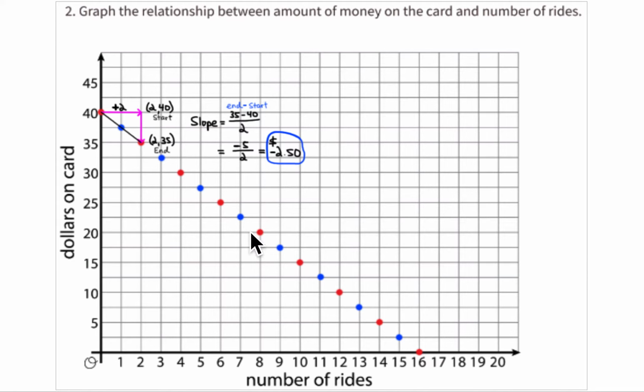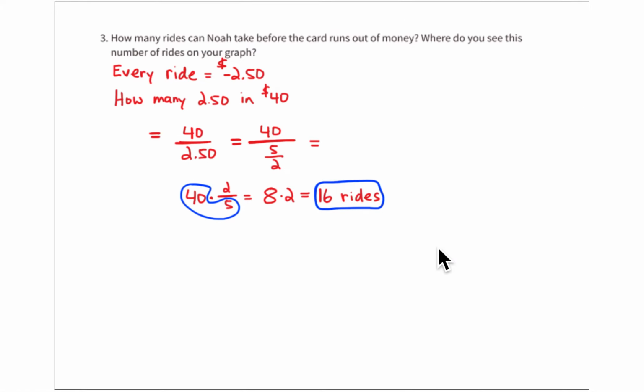So this is the same graph, and I filled in the points for every ride. So those are the alternate blue and red. So this is one ride, $2.50, two rides, $5, and so on. Anyway, I filled it in. So finally it says, how many rides can Noah take before the card runs out of money?